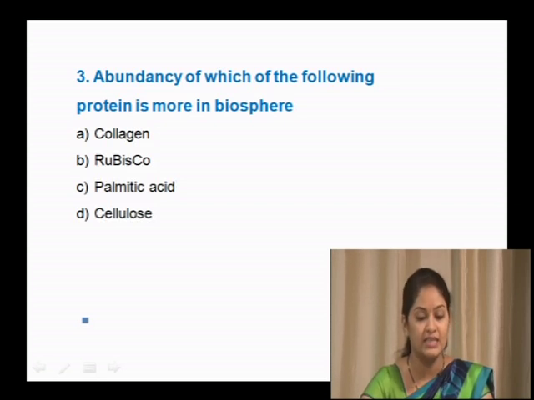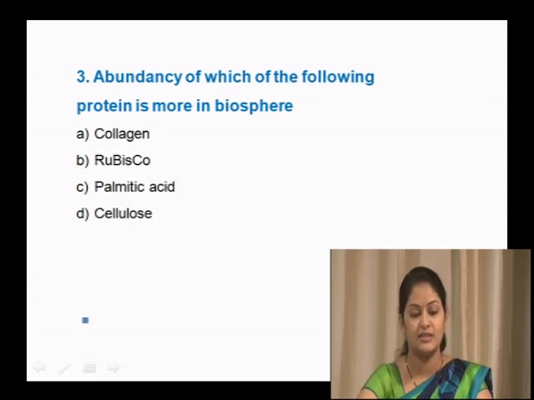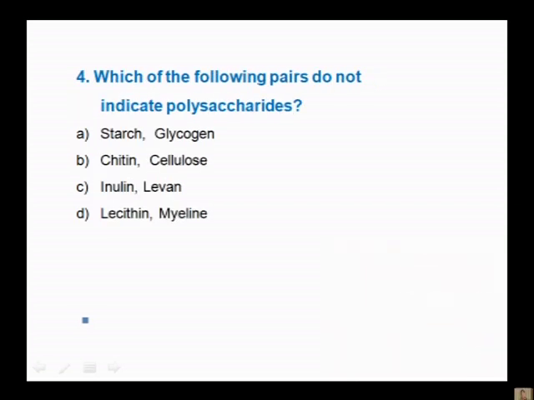And option D, cellulose. Cellulose is the most abundant organic molecule, not only protein. They are specifically asking about protein, but about cellulose we have to remember that it is the most abundant organic molecule. So the option for this question is B. Moving on to the next question, the fourth one.